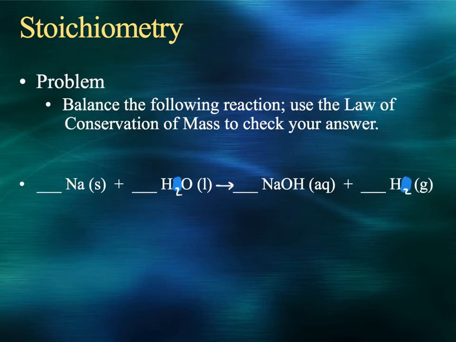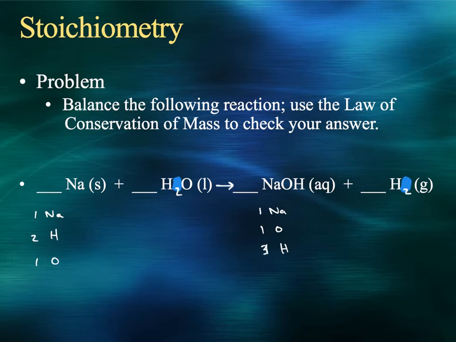So, let's try this. Balance the following reaction. Use the law of conservation of mass to check your answer. Basically, what we're going to do is do this, and then we're going to write out all of our ratios. On the left-hand side, I have 1 sodium, 2 hydrogens, and 1 oxygen. On the right-hand side, we have 1 sodium, 1 oxygen, 1 hydrogen, plus 2 more, so we got 3 hydrogens.